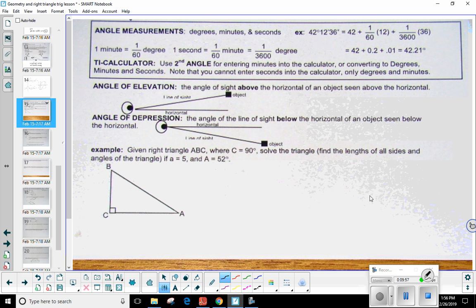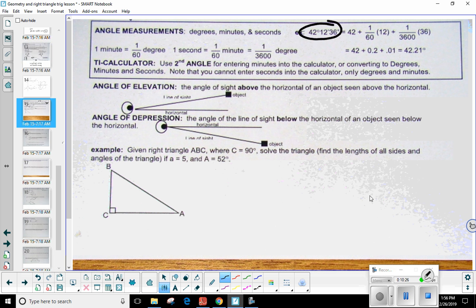So angle measurements. Degrees, minutes, seconds. And if I want to go to just specific degrees, I'm not going to spend a whole lot of time on this. You can do it by hand, as is shown here. I think it's probably easier to just show you this in the calculator. Okay, so let's say I have this right here.